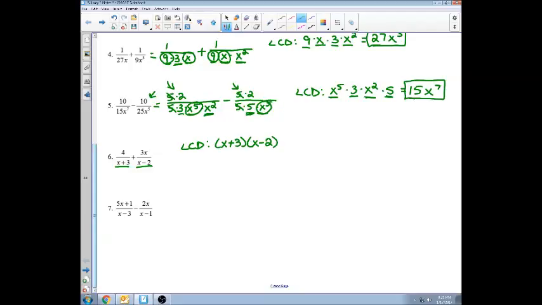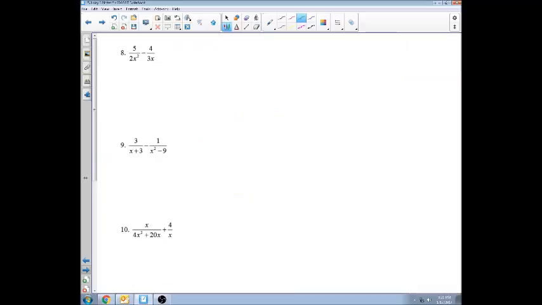On to number 7. Same situation. X minus 3 cannot be factored, so I can underline that. X minus 1 cannot be factored, so I can underline that. My LCD would be x minus 3 times x minus 1. On to the back.